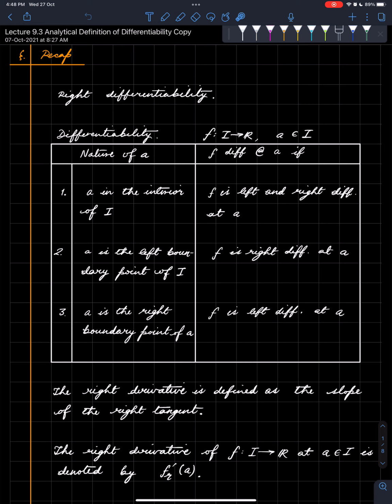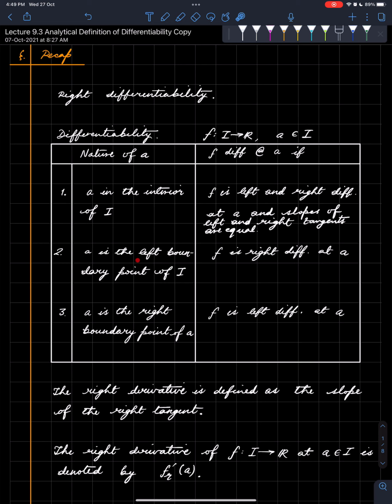The first was when a is in the interior of I. In that case, we said that f is differentiable at a if it is both left and right differentiable at a, and the slopes of the left and right tangents are equal. So that is the notion of differentiability at an interior point.